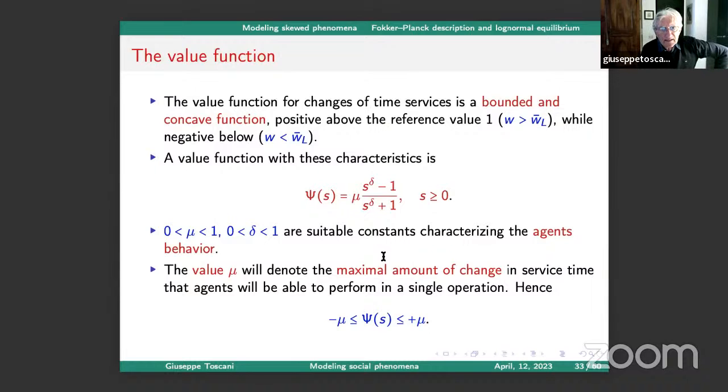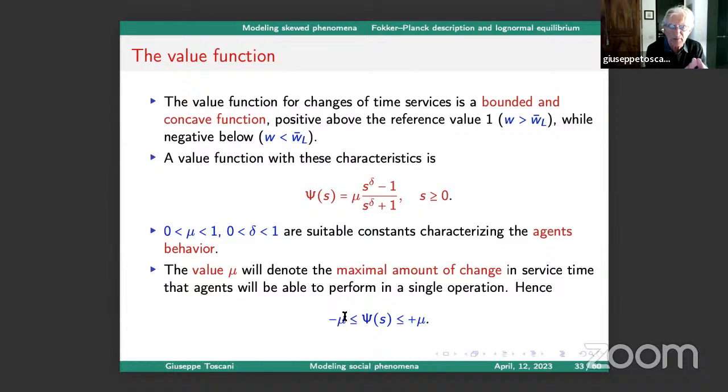In the idea of Kahneman and Tversky, the value function is a bounded and concave function, which is positive above the reference value and negative below. And it's immediate to conclude that the function with this characteristic is the function mu times (s^delta minus 1) over (s^delta plus 1), with s bigger or equal than 0. I will not insist on why this is the function that you use, but the idea is that you cannot move a service from a certain point to the next one, changing completely the time that you are doing. And so you have to fix a certain bound from below and above.